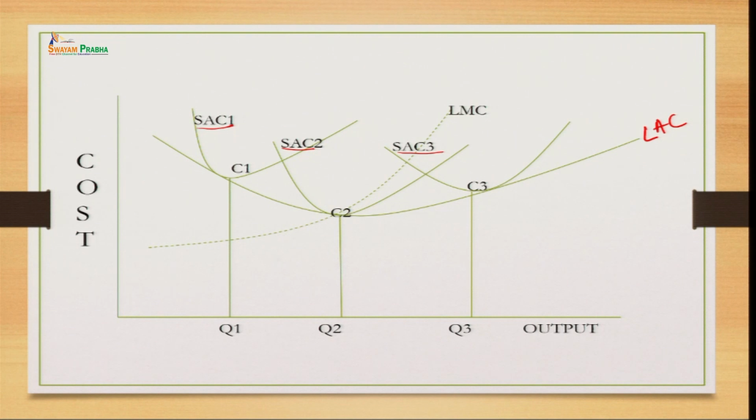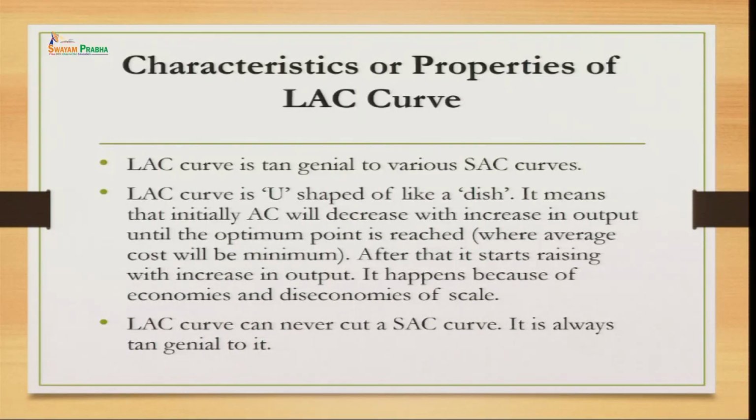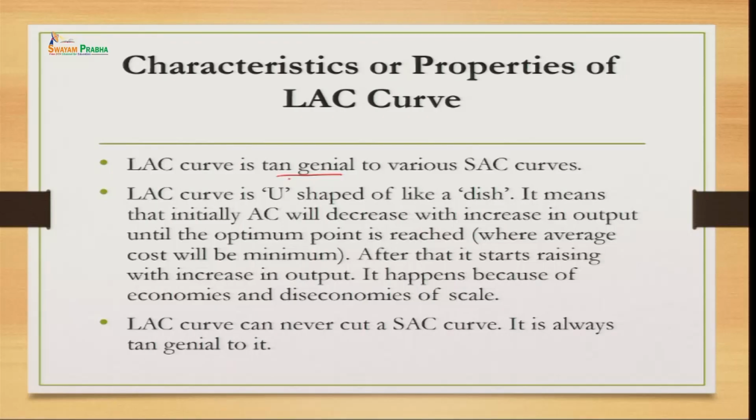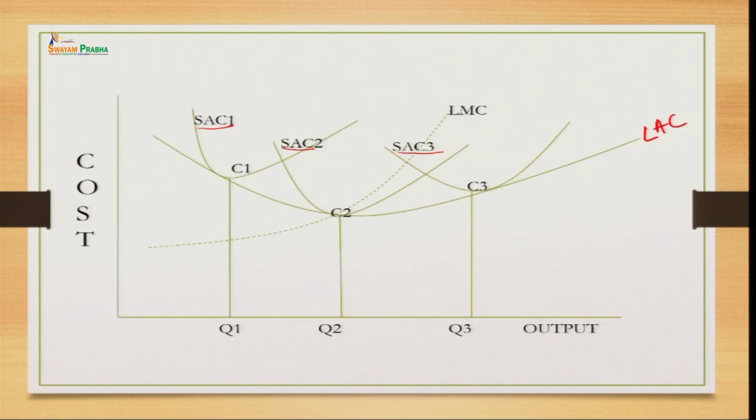So, let us look at the properties. The LAC curve is tangential to the various SAC curves. Tangential means it will touch. Whatever SAC curves we have drawn for our business purposes, the LAC curve will be tangential to them, and the LAC curve will always be U shaped, right. This curve which I have shown you will always be of U shape, and this is again because of economies and diseconomies of scale.